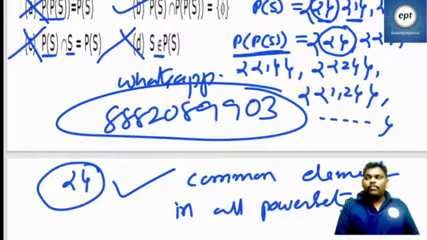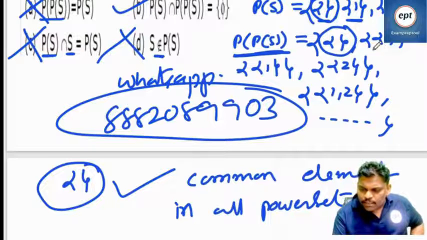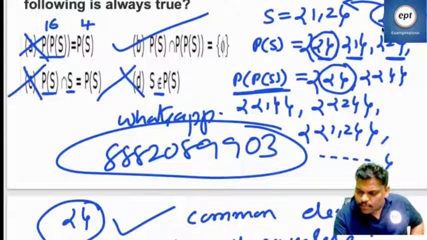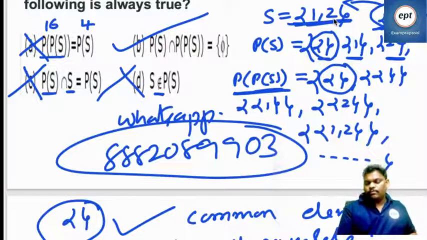So remember, the power set of S contains one of the elements, which is the set S. The power set of S contains one of the elements which is the set. The power set of S contains one of the elements which is the power set of S.